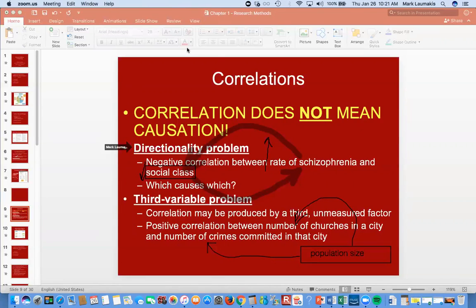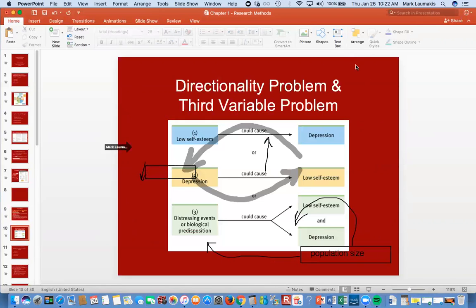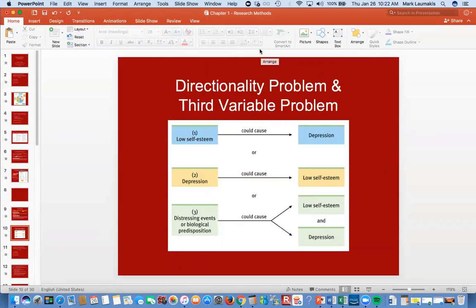All right, let me give you one more example so I make sure I drive home this point about how correlation doesn't mean causation, because of both the directionality problem and the third variable problem. So let me get rid of my scribbling here. Here's an example that I pulled in for you guys of both of them in action.